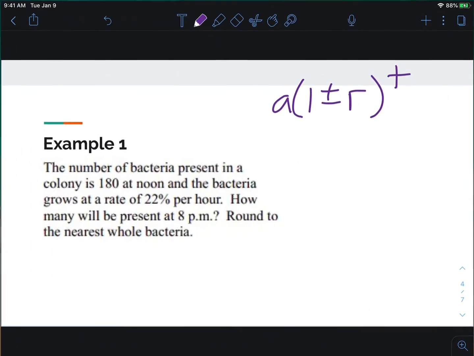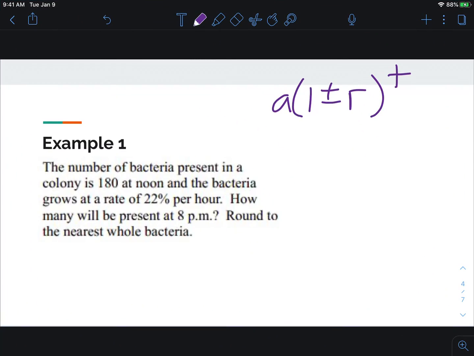Okay, so our first example: the number of bacteria present in a colony is 180 at noon, and the bacteria grows at a rate of 22% per hour. How many will be present at 8 p.m.? Now, I've got a percent here, but no compound in sight, so that tells me that I am using this formula, the simple interest formula, the basic growth or decay formula.